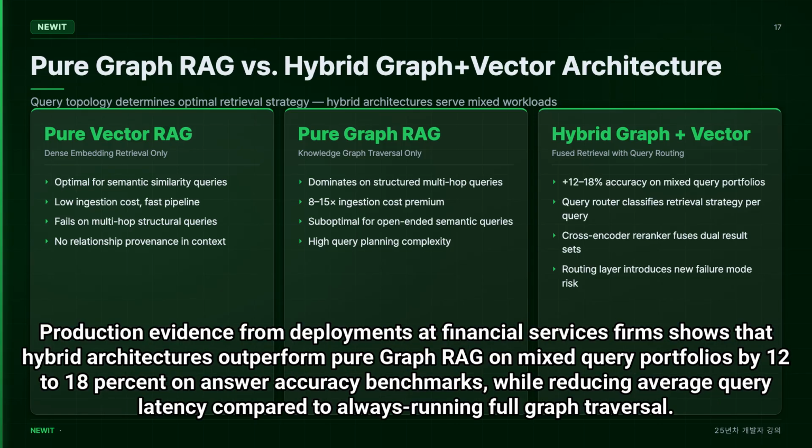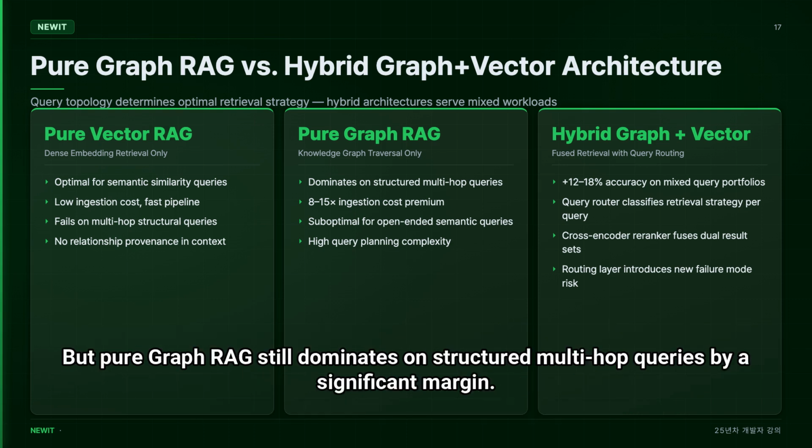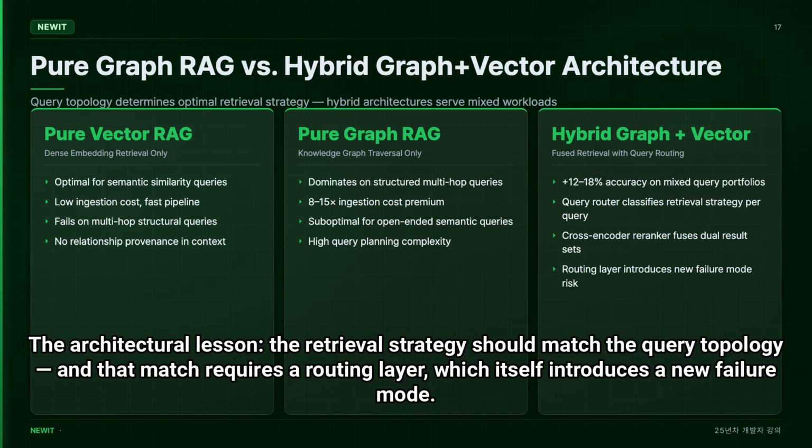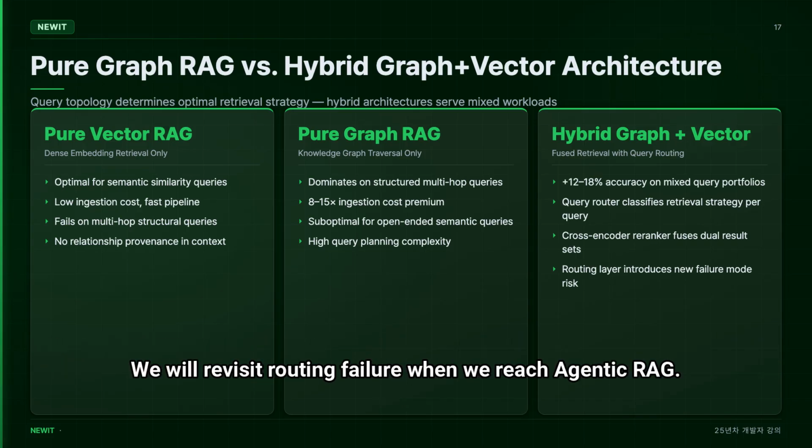Production evidence from deployments at financial services firms shows that hybrid architectures outperform pure graph RAG on mixed query portfolios by 12 to 18% on answer accuracy benchmarks, while reducing average query latency compared to always running full graph traversal. But pure graph RAG still dominates on structured multi-hop queries by a significant margin. The architectural lesson: the retrieval strategy should match the query topology, and that match requires a routing layer, which itself introduces a new failure mode. We will revisit routing failure when we reach Agentic RAG.